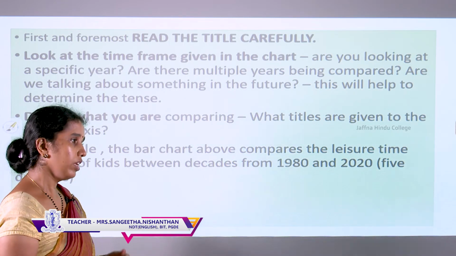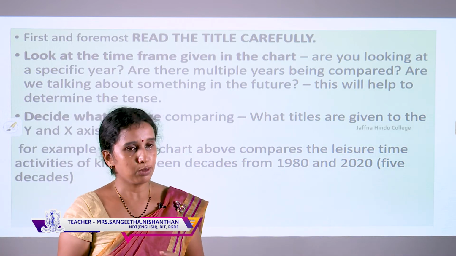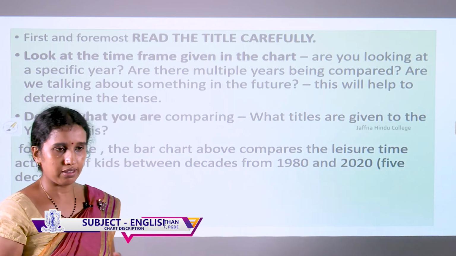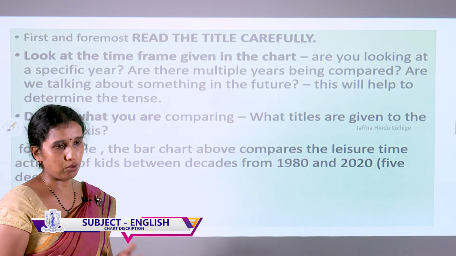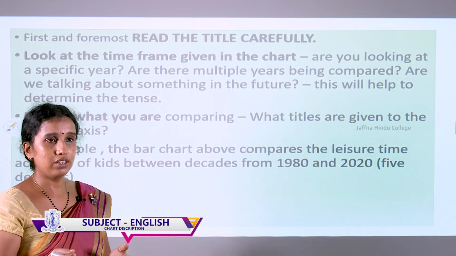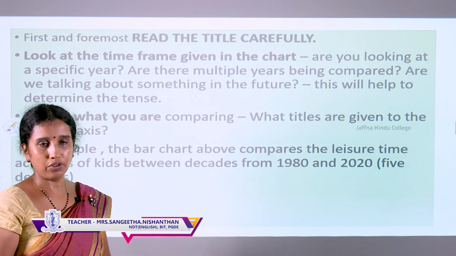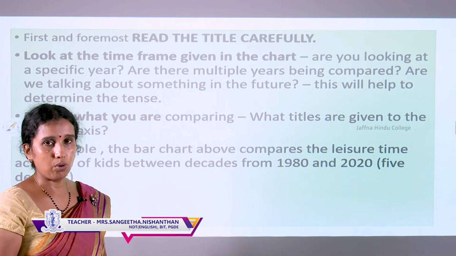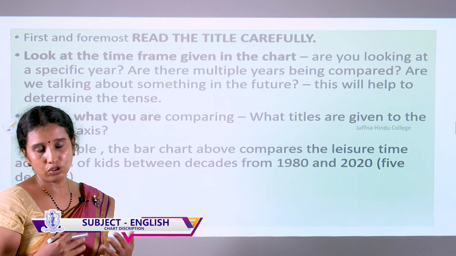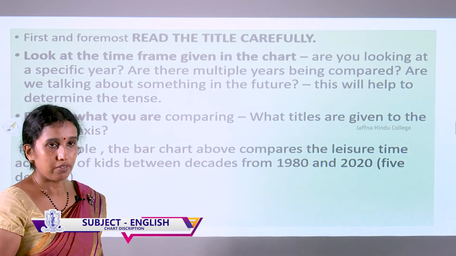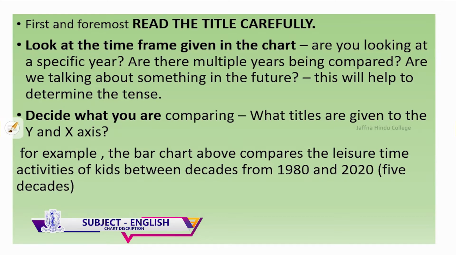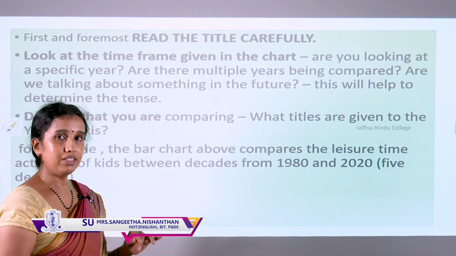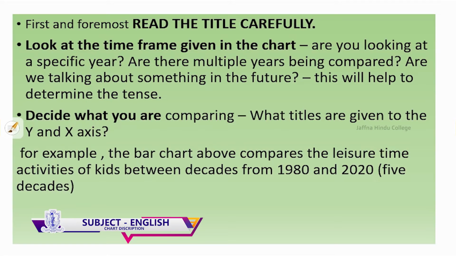Or if it describes the expected sales of, for example, iPhone items in the years 2025, 2030 and 2035, it should be written in the future tense. We can use the passive voice also: these items were sold, like that. You can use active voice or passive voice, but determine the tense according to the time frame they have given.